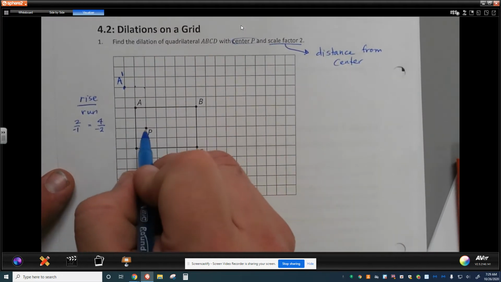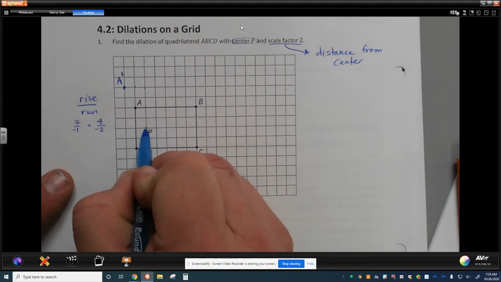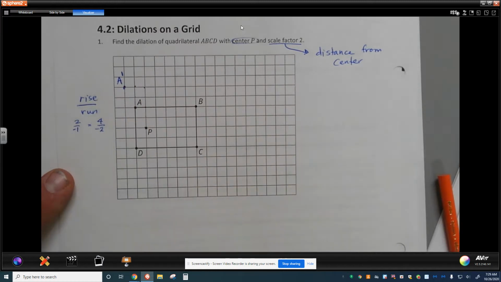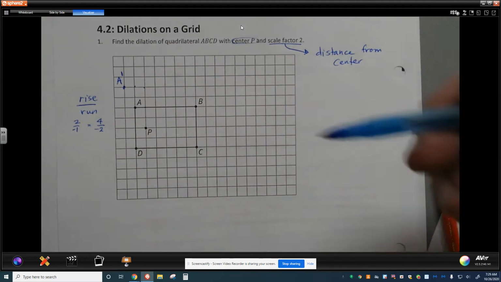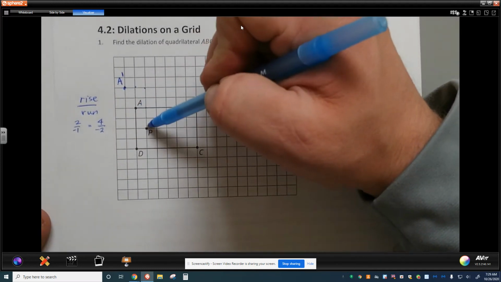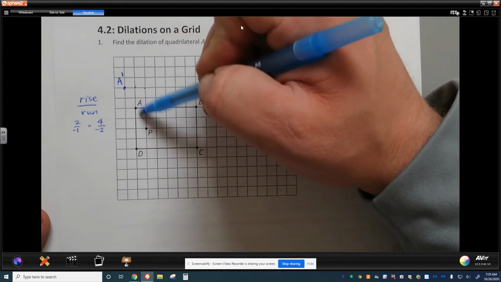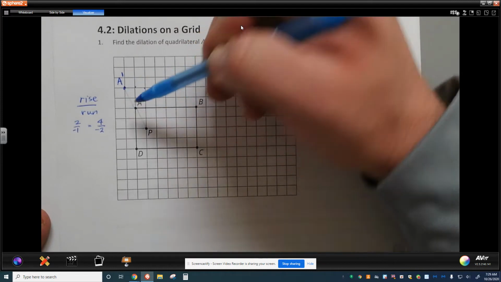The other thing I could do is just use the same ratio twice: rise 1, 2, left 1, then 1, 2, left 1. And we see what happened here is the distance of point A has been translated further away following that same ratio. We see this distance here has been doubled.